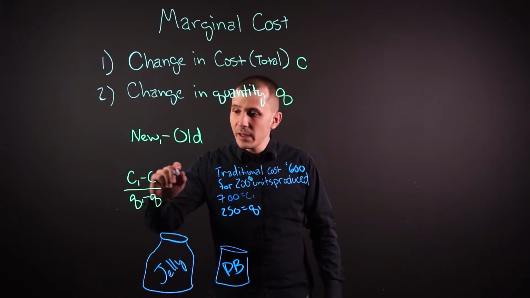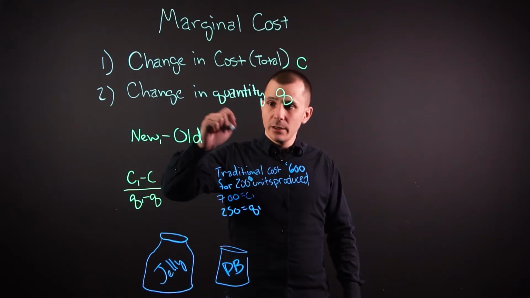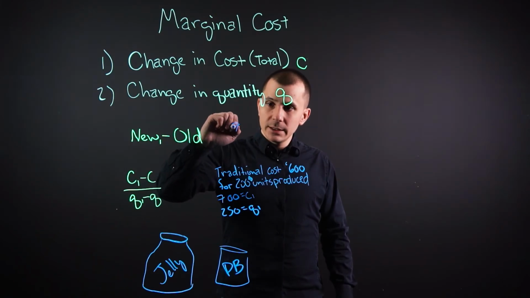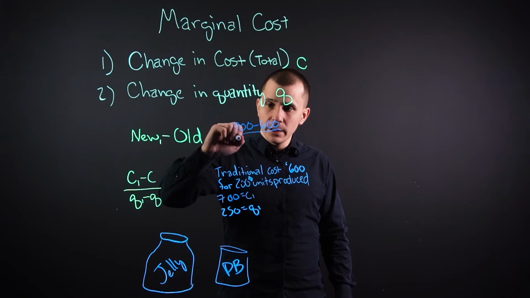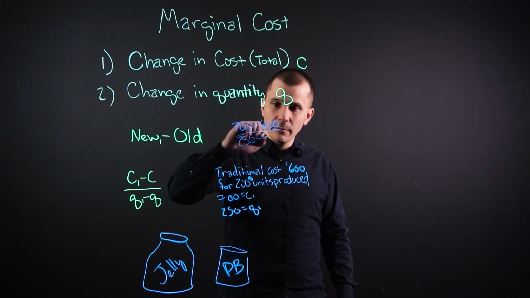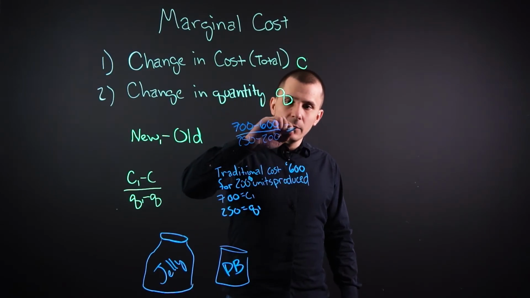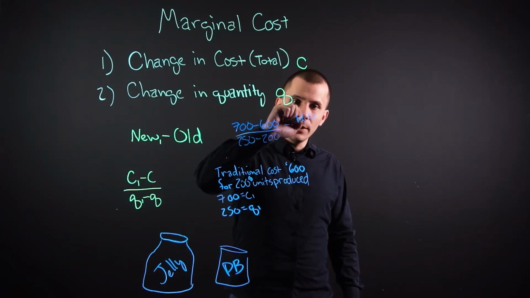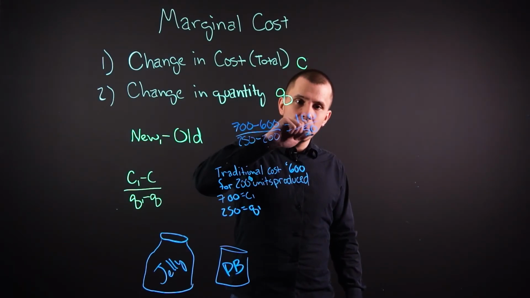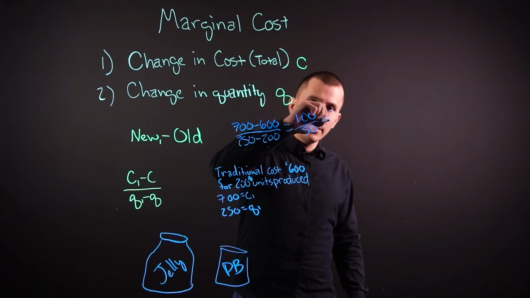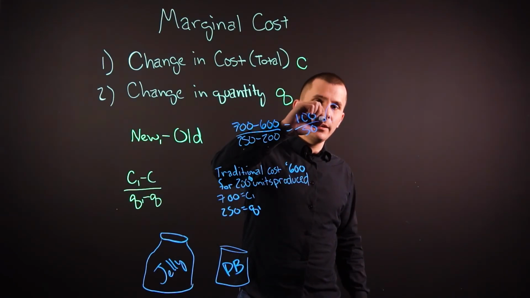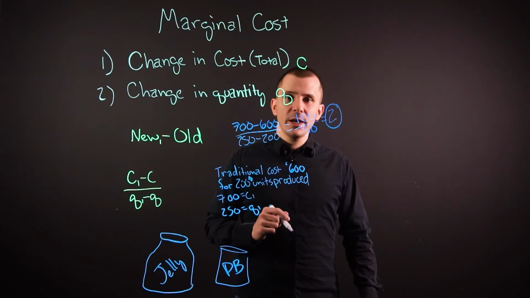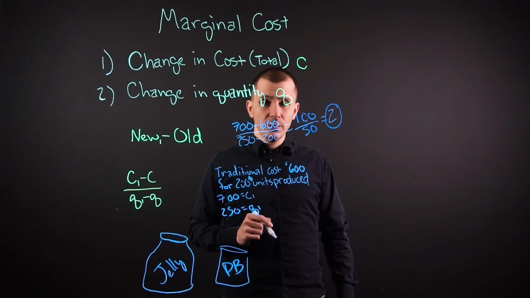We'll see C1. So if we run it through our equation here, we're going to end up with 700 minus 600 over 250 minus 200, which is going to run down to 100 over 50, which is going to mean that we have a marginal cost of 2, or basically the increase of price per unit is 2 for every unit.